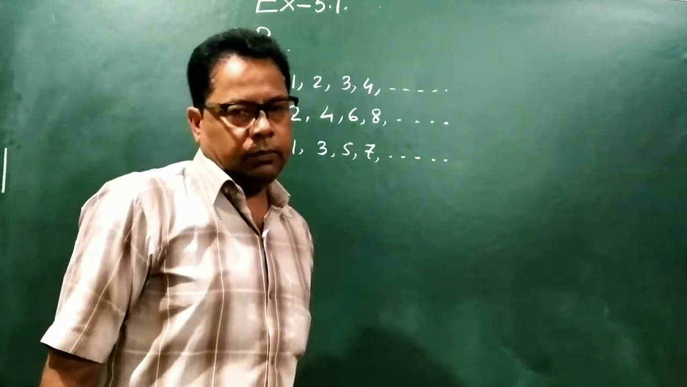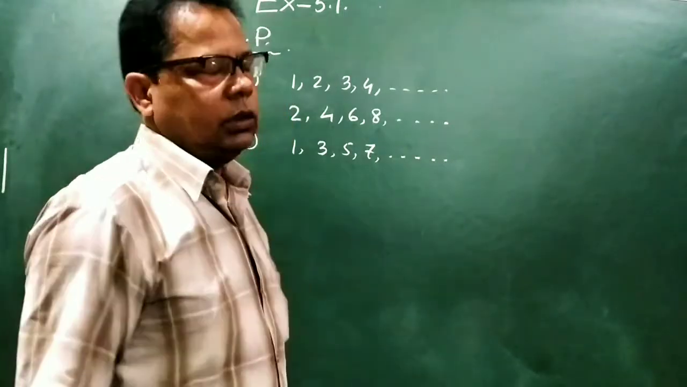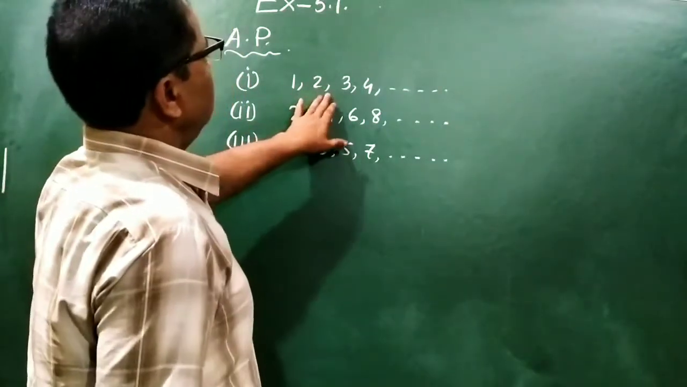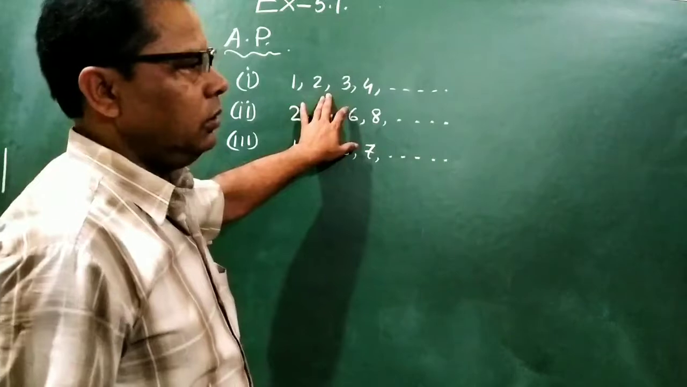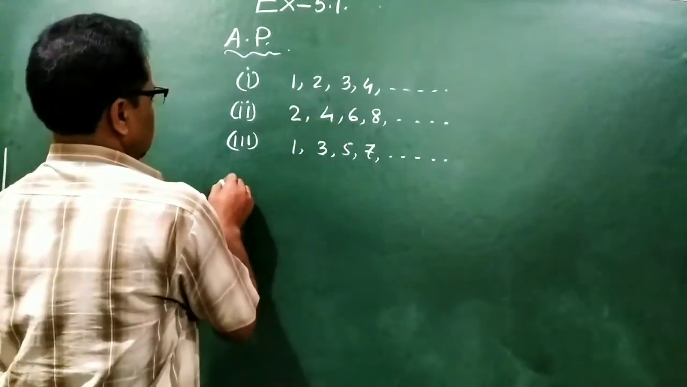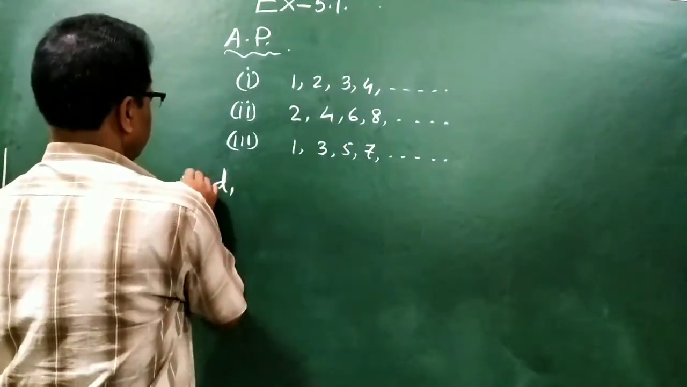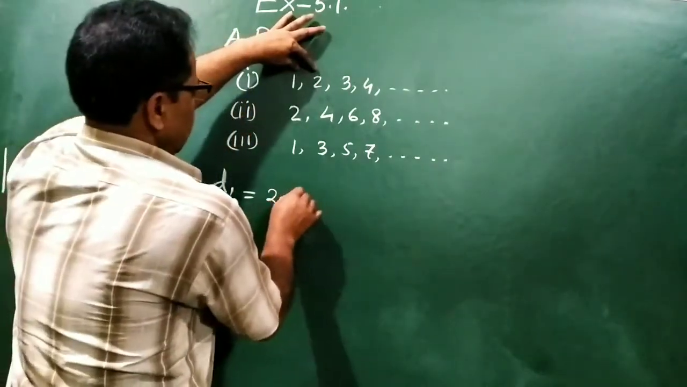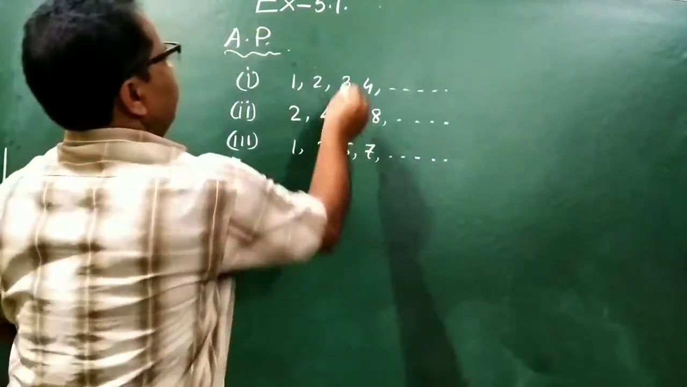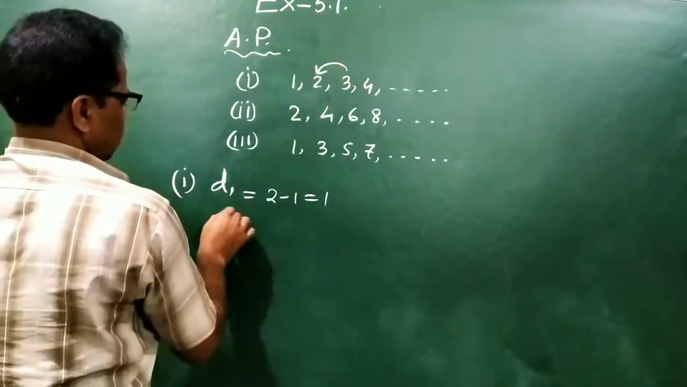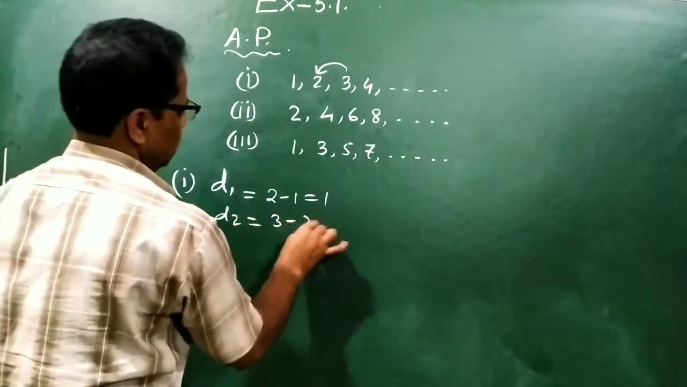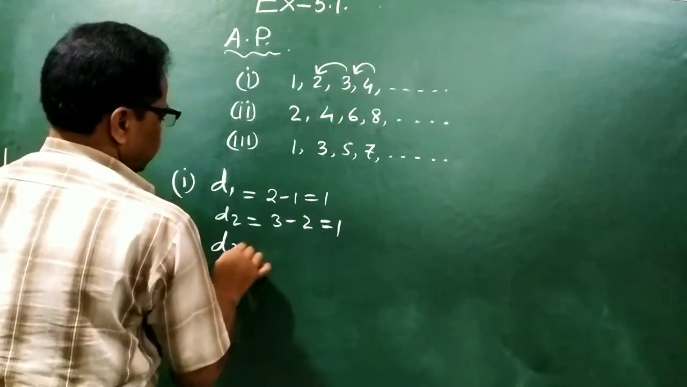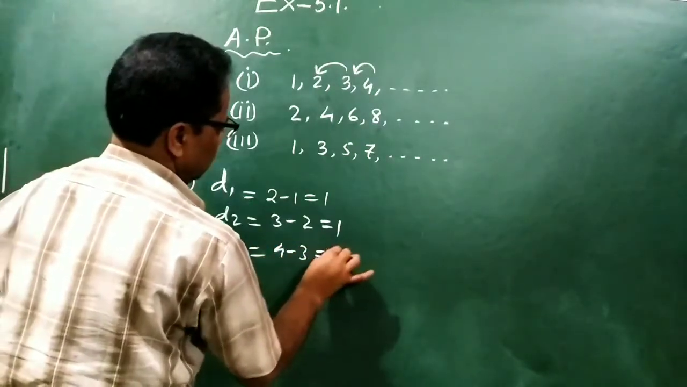Now how to check arithmetic progression? A number must follow a certain pattern. Suppose we need to check whether 1, 2, 3, 4 is in arithmetic progression or not. First we need to check the common difference. The common difference between these two numbers, D1, that is 2 minus 1, is 1. Again the difference between the next two consecutive numbers, D2, 3 minus 2, is also 1. D3, that is 4 minus 3, is also 1.